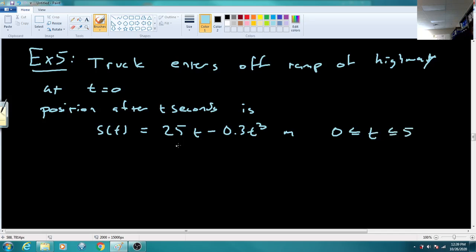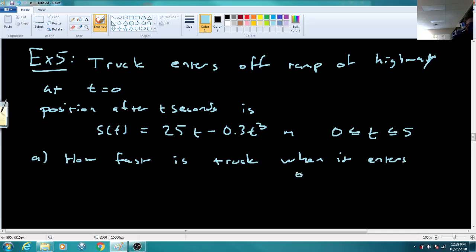And then part A, we say how fast is the truck going the moment it leaves the off ramp, and is it speeding up or slowing down. So how fast is the truck when it enters the off ramp, and then part B, is it speeding up or slowing down.